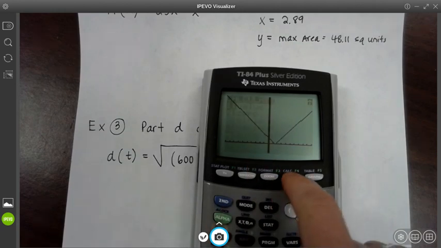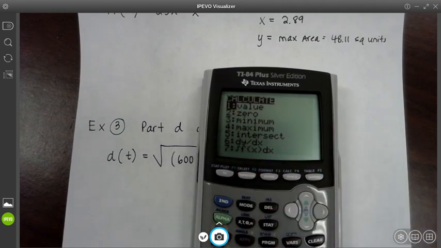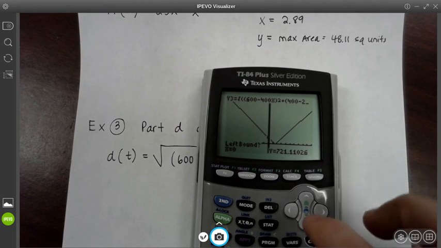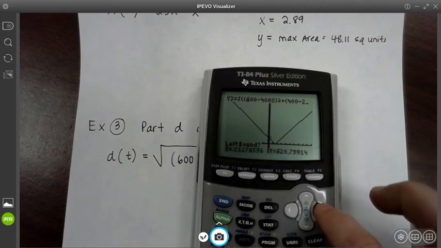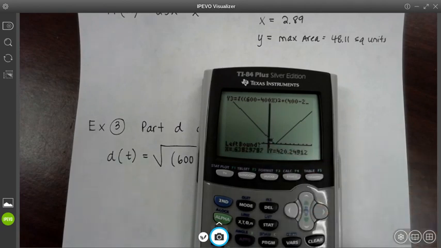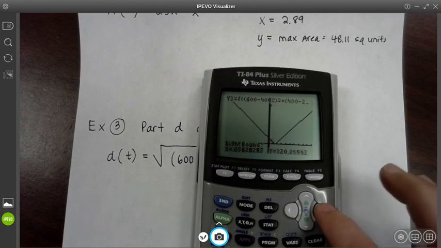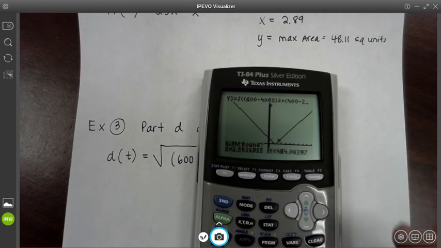So we're going to go to second trace, and we're going to go to minimum, right? So trying to find out the time that it takes the planes to get the closest. So the distance would be the smallest. So number 3 would be minimum. So you want your cursor to be on the left side of this local min, this little valley, if you will. Hit enter, then move your cursor to the right side, hit enter, and then you have to hit enter again.